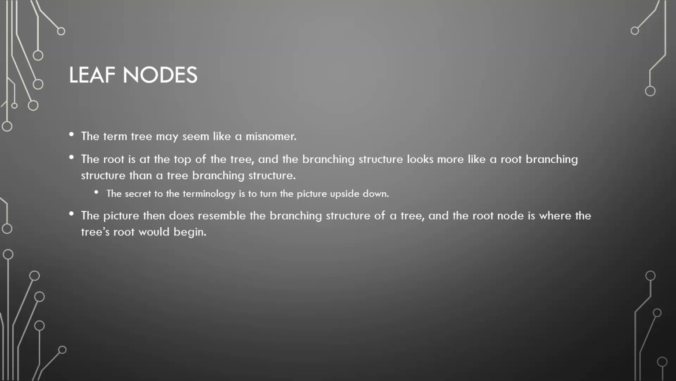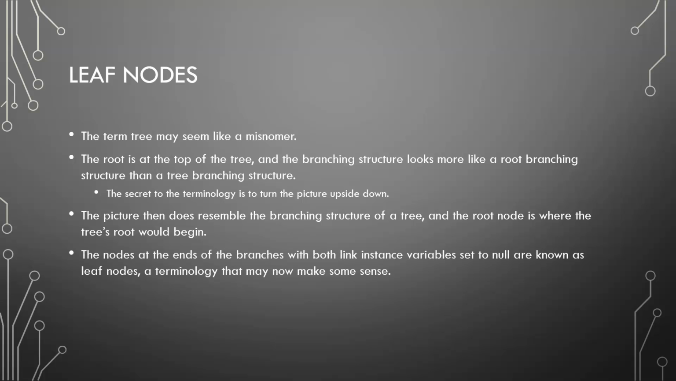So the root node would be like the root structure, the tree's trunk, and then the leaves are what branch off of that. Those leaves are the ends of the branches that have the link instance variables that are both set to null. And that makes a little more sense because null is the ending. If you think about a tree, like when we draw out a tree, we typically put the leaves on the very end. Well, the leaves are the very end of that tree structure.